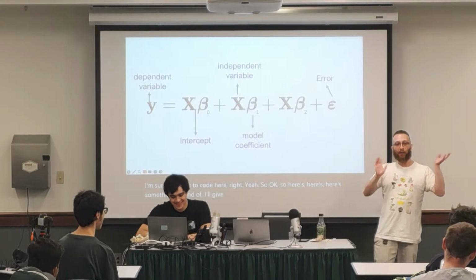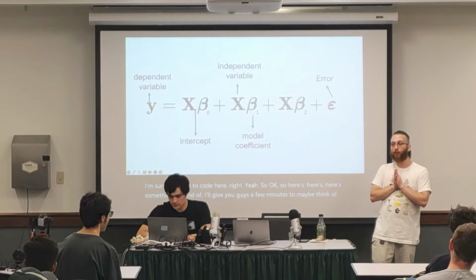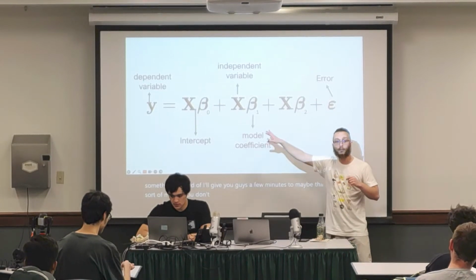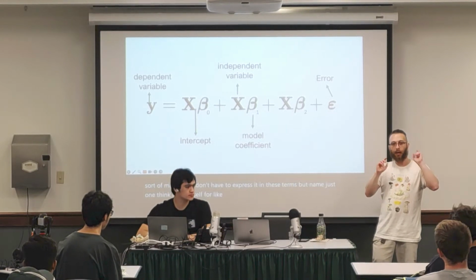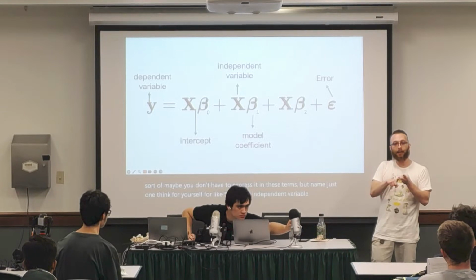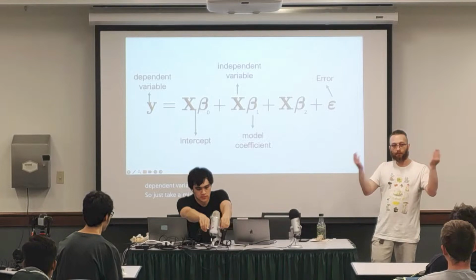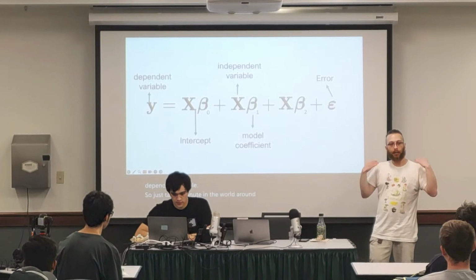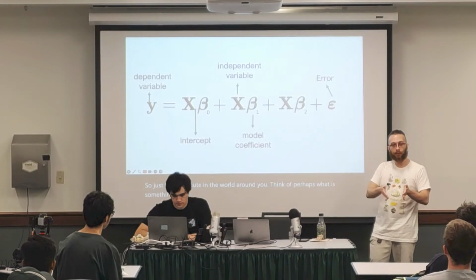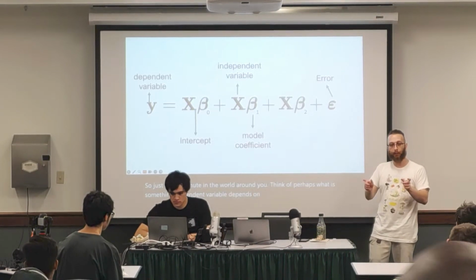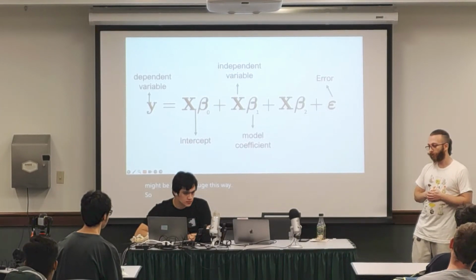I'll give you guys a few minutes to think. You don't have to express it in these terms, but think for yourself for about 5 minutes and name just one independent variable and one dependent variable. Think of something in the world around you where a dependent variable depends on an independent variable that you might be able to gauge this way. I'll give you guys a couple minutes.